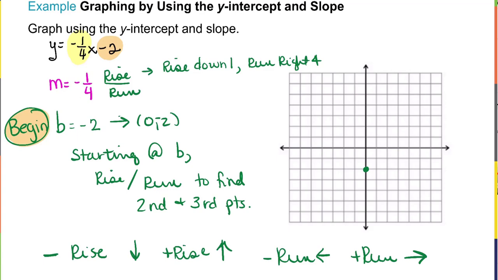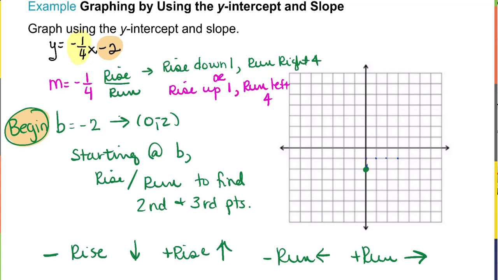Or I can do the opposite. I can rise up 1 and let the negative apply to the 4 instead. So positive 1 over negative 4. And in this way you'd run left 4. So I can either go up 1 and right 1, 2, 3, 4. So again, from b, I go up 1, rise 1.